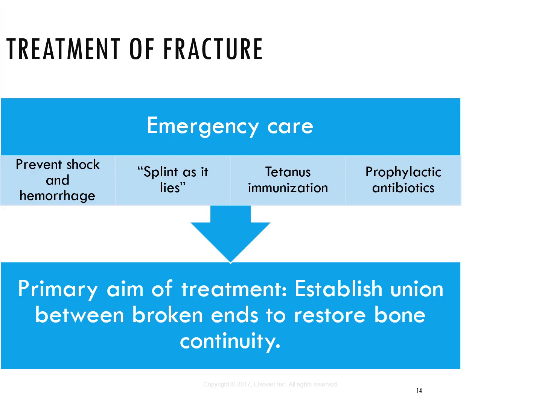So how do we treat fractures? Well, the thing we want to prevent is we want to make sure that people don't hemorrhage. And hemorrhage, you guys know they're going to go into shock if they're hemorrhaging. Okay. Our goal is to get a union back between those 2 broken ends and to get the bone back to continuity. But you're going to maybe be treating someone who hasn't been to that surgical stage yet. We want to make sure there's no shock and hemorrhage, and we want to splint it as it lies.